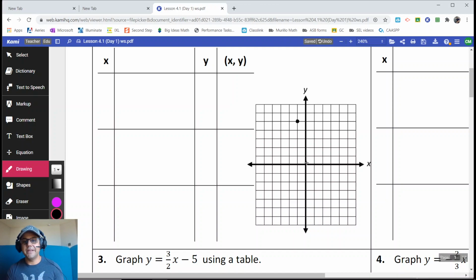0, +2, so that means no left or right, so it's 0, and then up 1, 2. And then 1, -1, so right 1, down 1. So I've got the 3 points just like I did on my program.